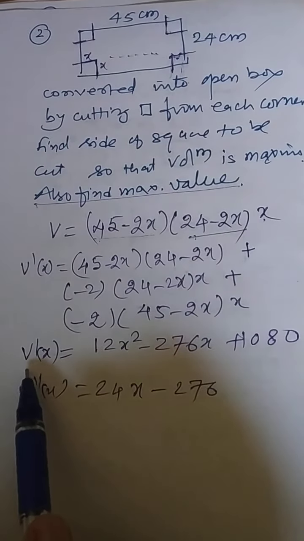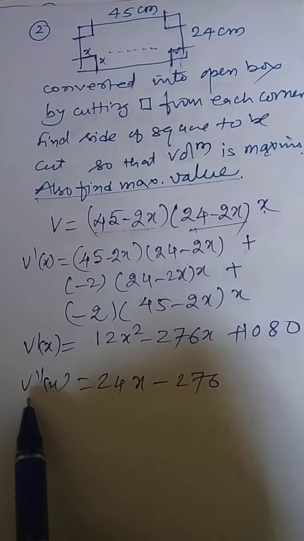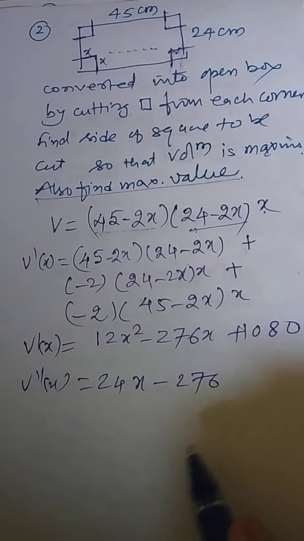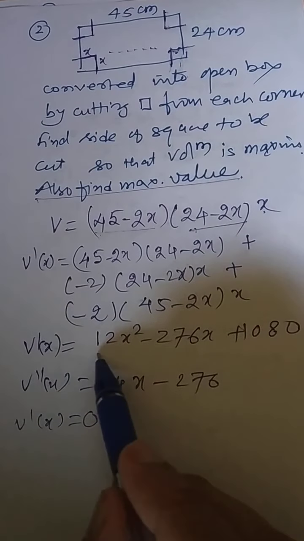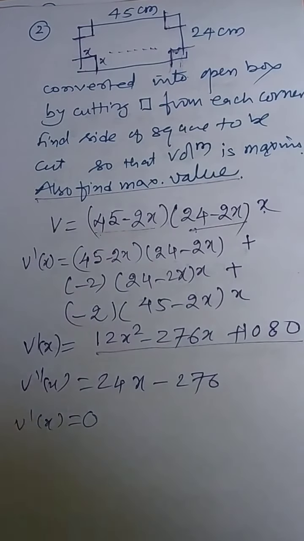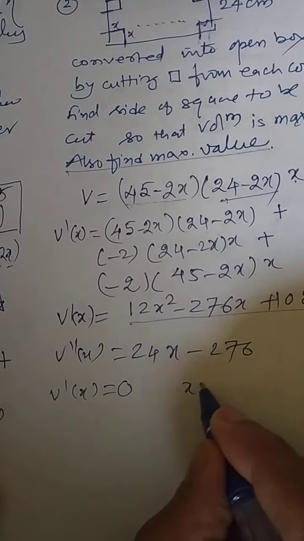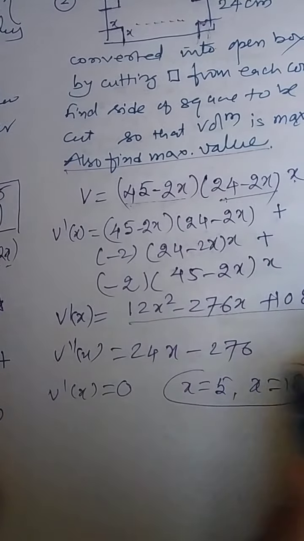So I think you are getting V dash of x equal to 12x square minus 276x plus 1080. Again, differentiating, 24x minus 276. Now you know the method: V dash of x is equal to 0. Compare this equal to 0 and find the value of x. So you are getting x equal to 5 and x equal to 18. These are the two critical points.